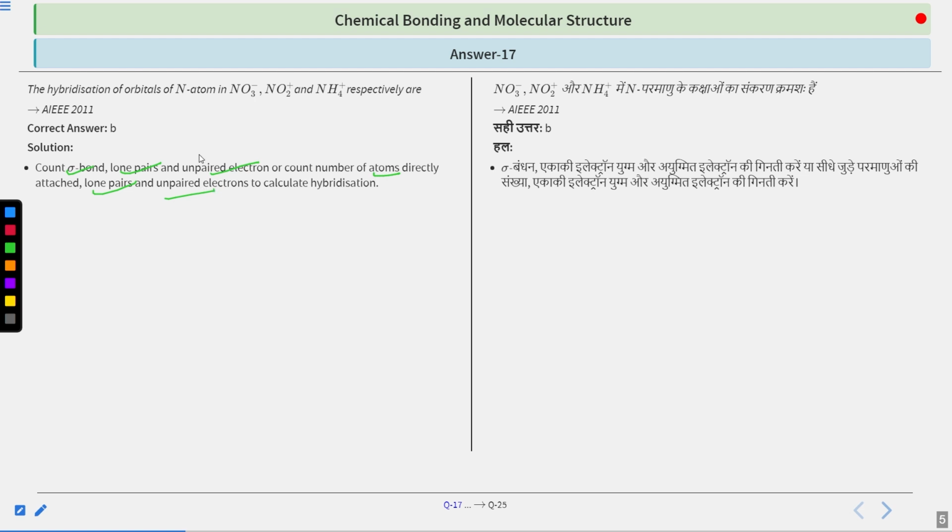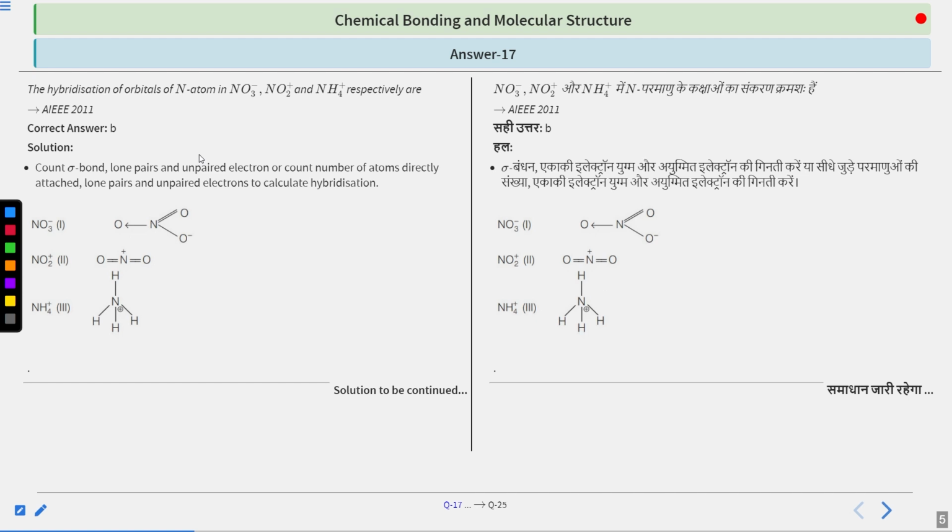So how can we now do it for these species? For NO3 minus, this is the structure, NO2 plus, this is the structure, and NH4 plus, this is the structure. So we won't count the pi bonds. Only the sigma bond will be counted. Lone pair will be counted, and your surrounding atoms or the bonded pair will be counted. Again here two pi bonds are extra, so we will not count this. And here all these three are sigma bonds. So there are three sigma bonds here, 1, 2, 3, and there is no lone pair.